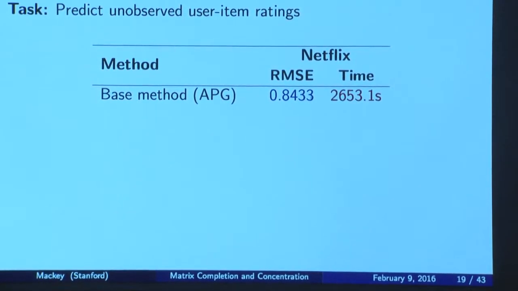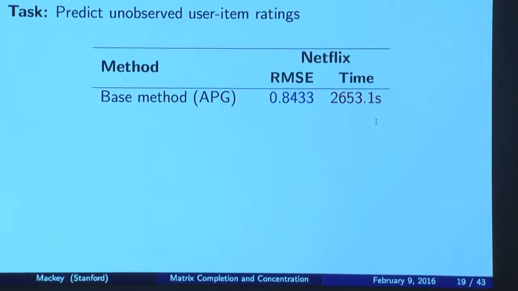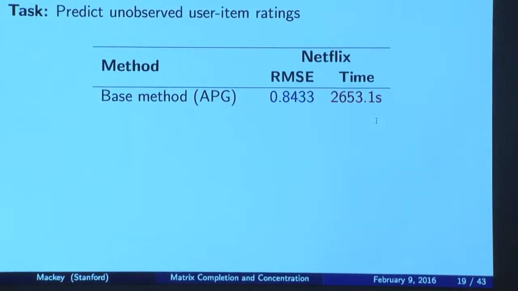OK, so this is what the base method gets. It gets about 0.8433 RMSE on this data set, and it takes about 2,600 seconds to get to that point. This is a somewhat big matrix, but it is much smaller than the data that Netflix is actually dealing with.